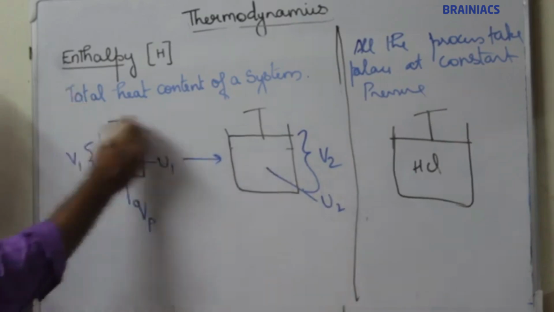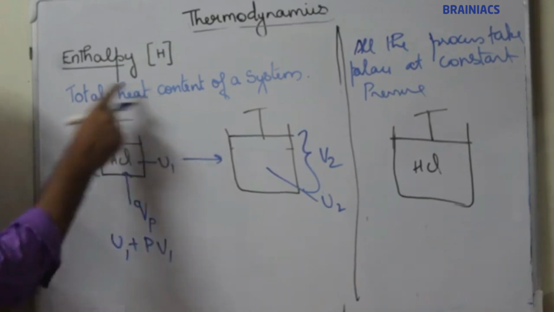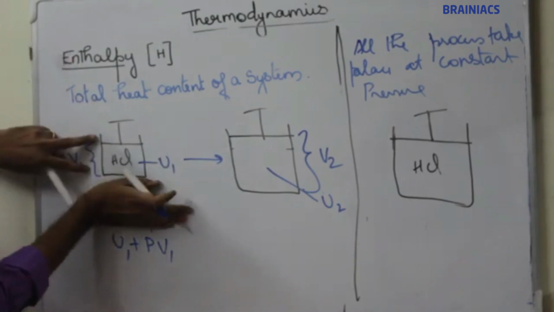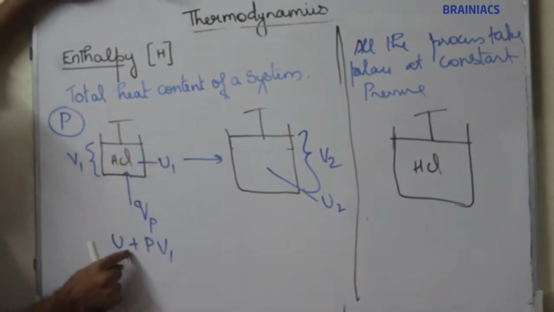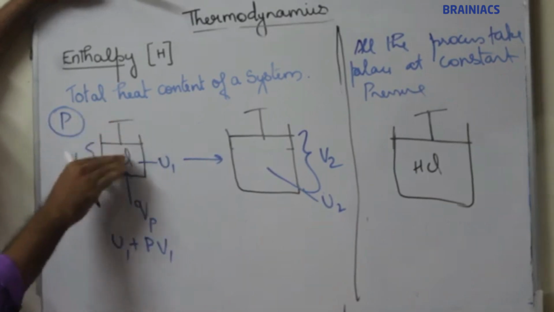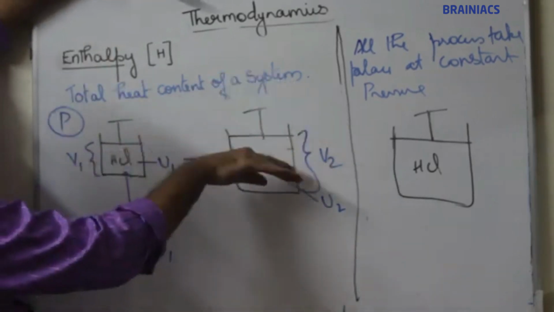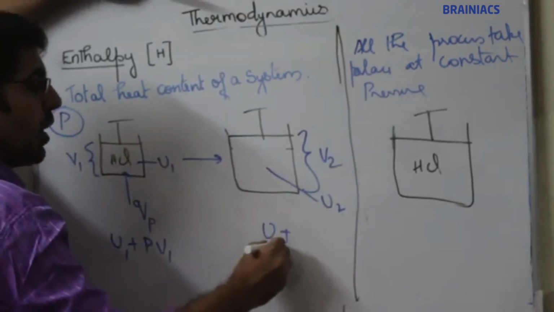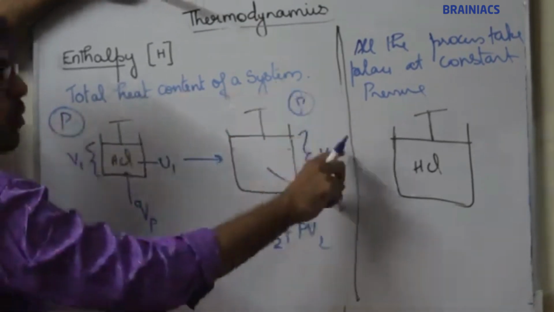So here the total energy is U1 plus PV1. This is the total energy in this system before supplying heat energy. Before supplying heat energy, V1 is the volume, P is the pressure, U1 is the internal energy, and PV1 is the pressure-volume energy, that is work energy in this system. When we supply heat energy, the piston moves upwards, so the work energy changes. Let the new internal energy be U2 and the work energy be PV2. External pressure P remains constant, and the new volume is V2.